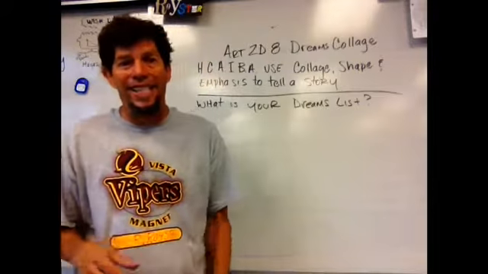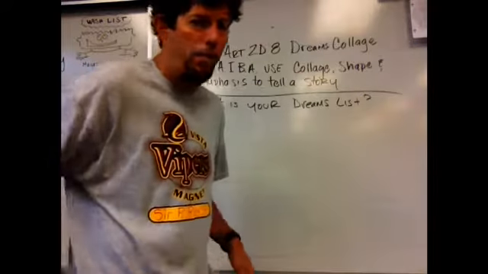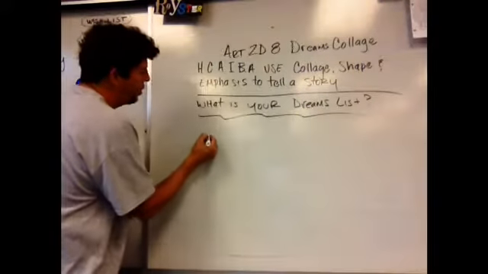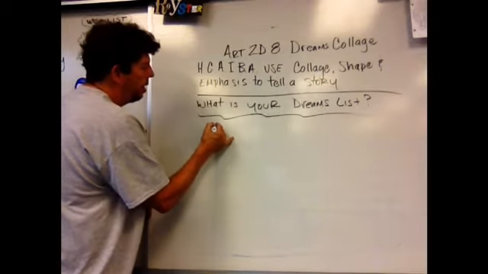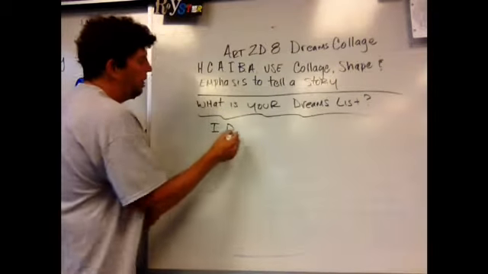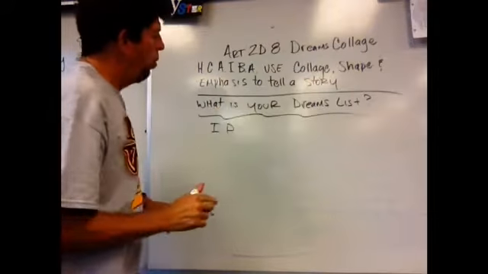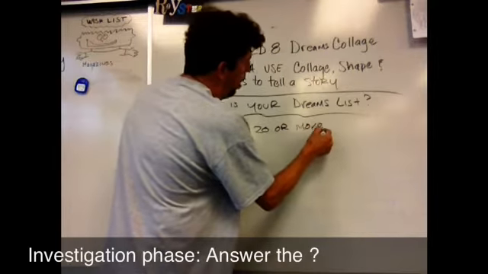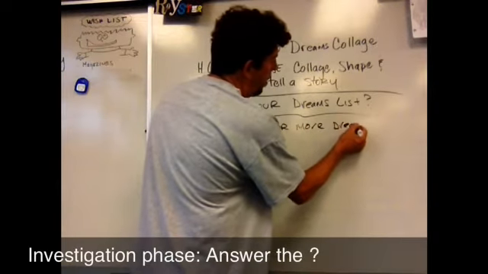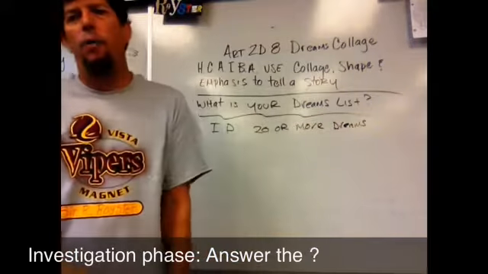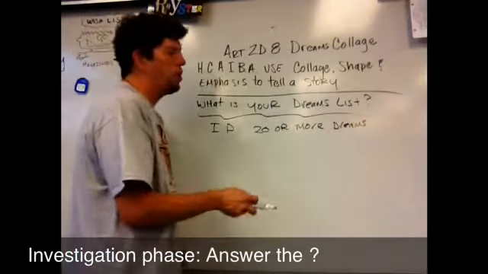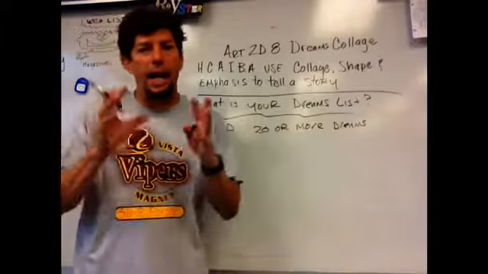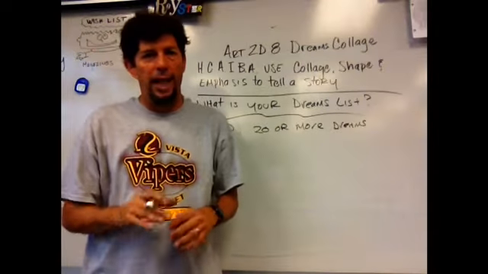Now, obviously in the investigation phase, you're going to have to answer this question: what are at least 20 or more dreams you have of what you'd like to do with your life? 20 or more dreams that you have of things that you'd like to accomplish in your lifetime. As a part of the investigation phase, you're going to have to kind of think that through. Okay? So you have to get that figured out.